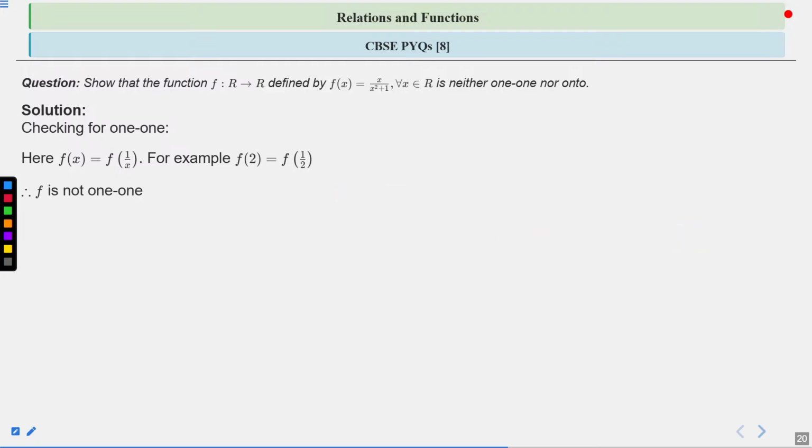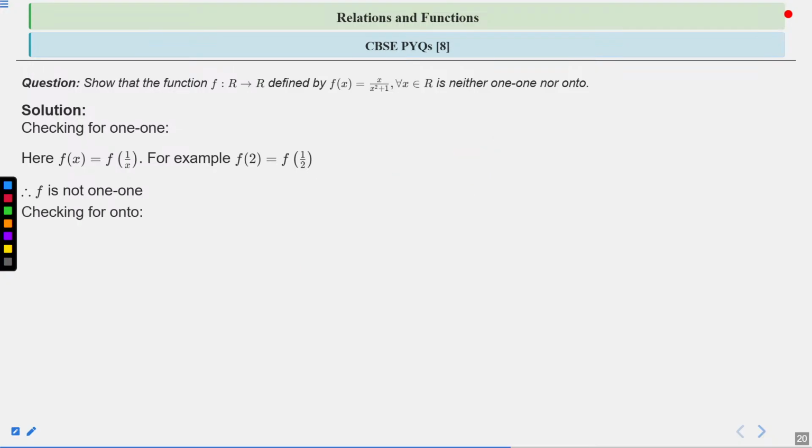So f is not 1-1, right? Because for 1-1 the condition should be f(x1) equal to f(x2) implies x1 should be equal to x2. But here f(2) is equal to f(1/2), but 2 is not equal to 1/2. Clear? So the condition of 1-1 is not satisfied here. Therefore we can say that f is not 1-1.